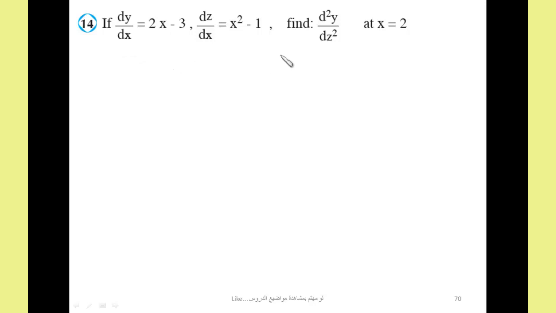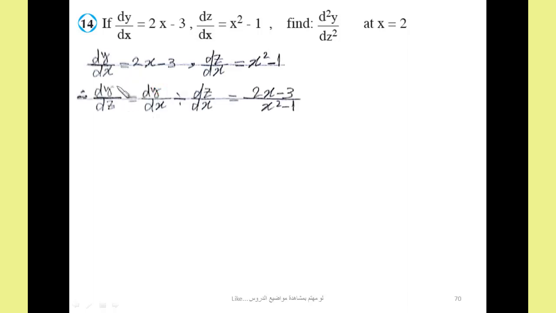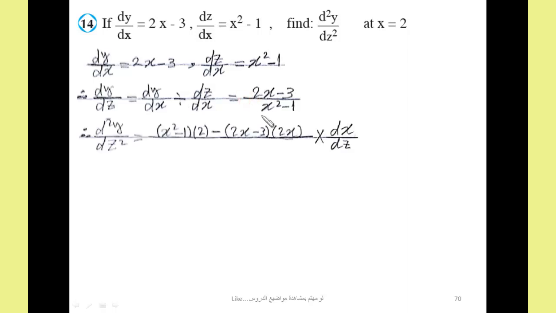So first we calculate dy/dz from here. How do you get dy/dz? By division. So by dividing 2x minus 3 over x squared minus 1, you will get dy/dz as follows. Here we have the problem again. Then dy/dz equals dy/dx divided by dz/dx. So we write 2x minus 3 over x squared minus 1.